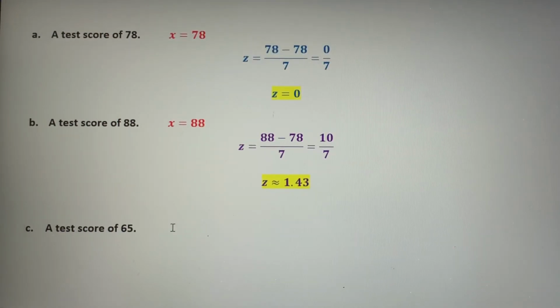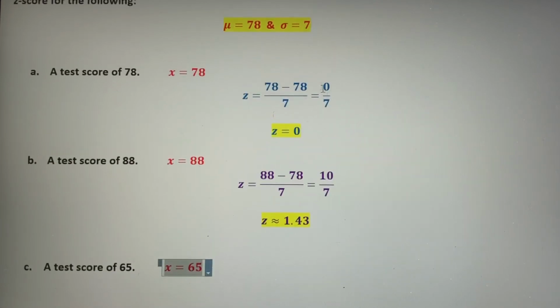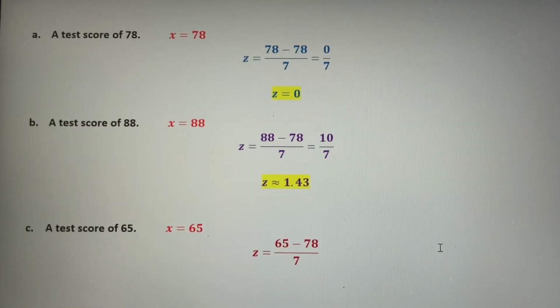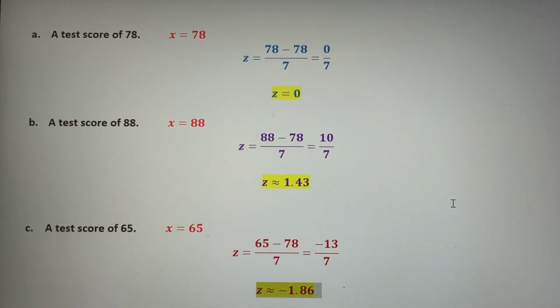Right, and finally for number 3 here, our test score of 65, the x value is going to be 65. Remember, we're still using the mean of 78 and the standard deviation of 7. So let's plug these three values into our formula. So z equals 65 minus 78 divided by 7, which is negative 13 divided by 7. And let's divide these again. We're going to round to the nearest hundredth, just like we did in part B. So my z-score is going to be negative 1.86.